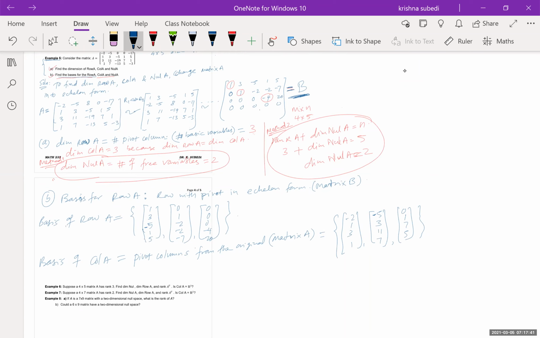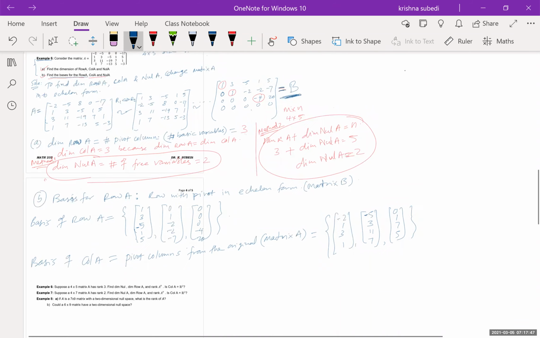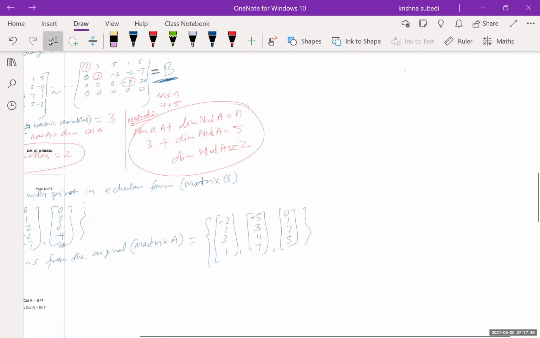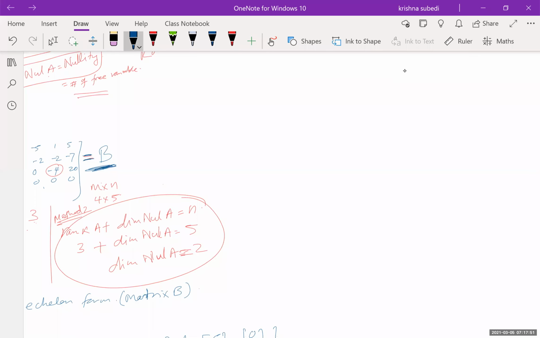Okay, now the third one is the basis for the null space. Let us find the basis for the null space. I'll do it here. To find the basis for the null space of A, write the general solution.